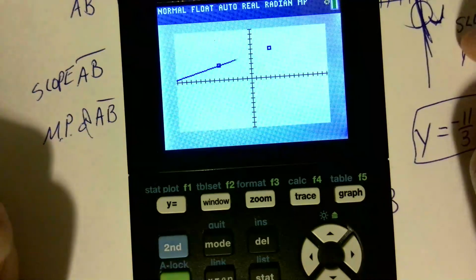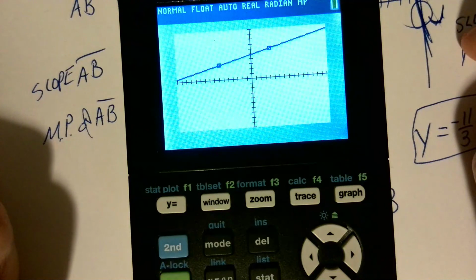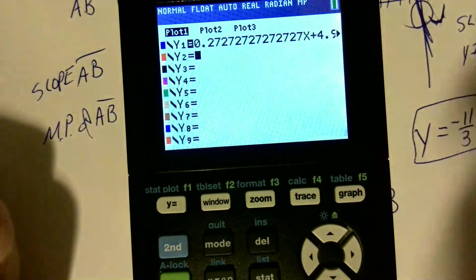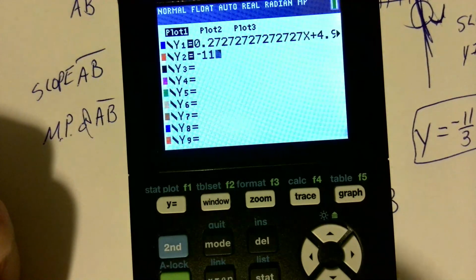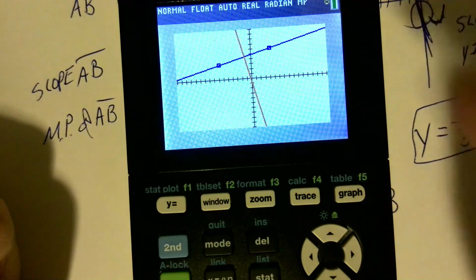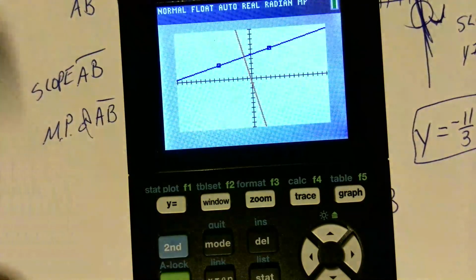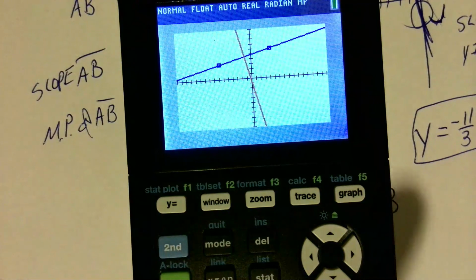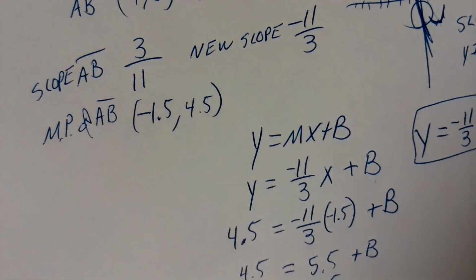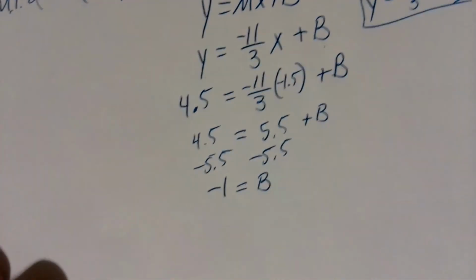And now when I hit graph, you can see that, oh, that was bad. So I deleted my other one because I copied it over. Let's put it into Y2. Negative 11 thirds x minus 1. Enter, graph. And now you can see that's a perfect perpendicular bisector of those 2. Okay? So I'm hoping that that was really good for you.